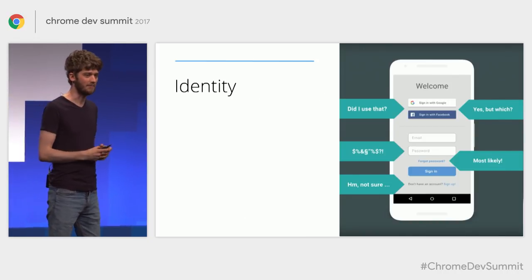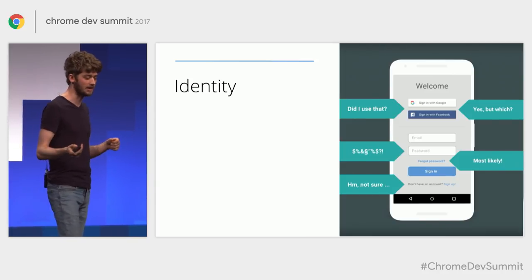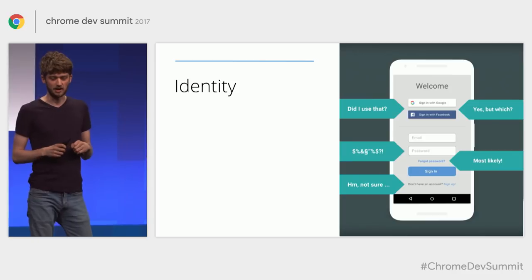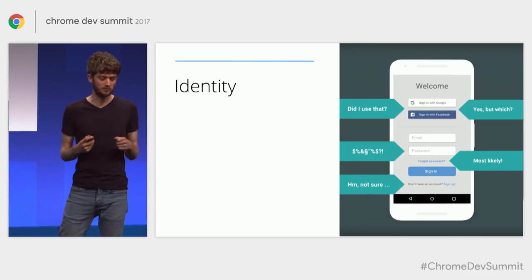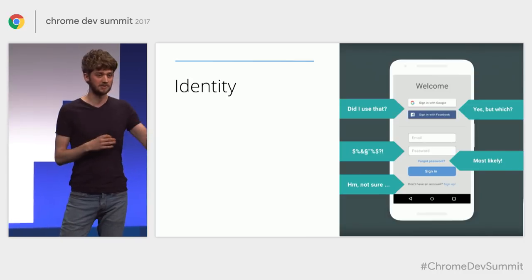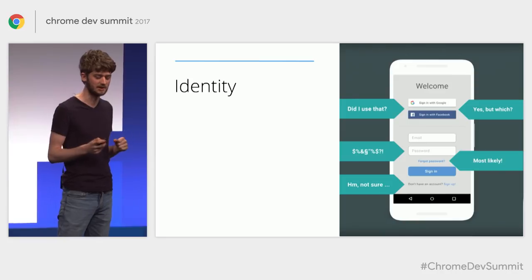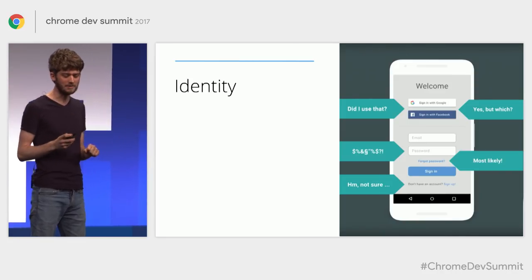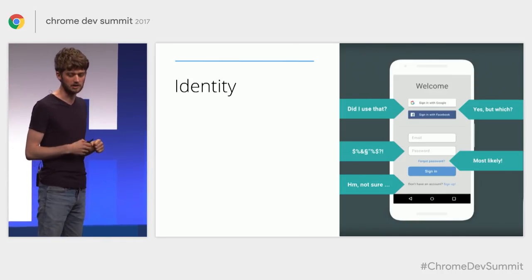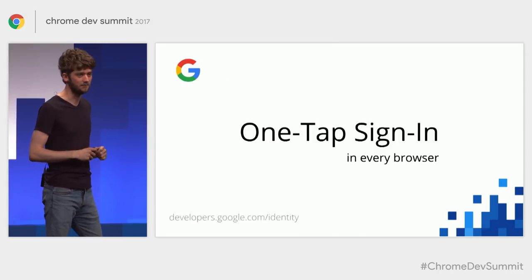So turning away from payments, identity is another really important aspect to shopping and e-commerce sites. And when talking about identity, we need to talk about the Credential Management API. This API means that once the user signs up somewhere on any one of their devices, you can keep them logged in across all of their devices. Now, this is great, but the problem is that some browsers don't yet support the Credential Management API. That's why today we're announcing one-tap sign-in in every browser.